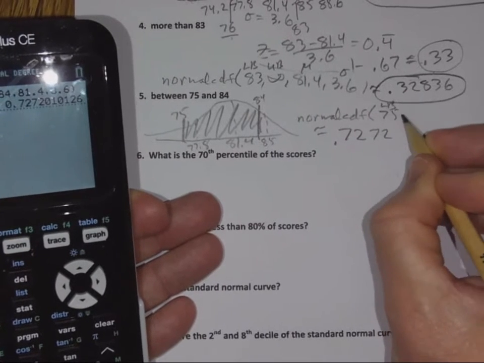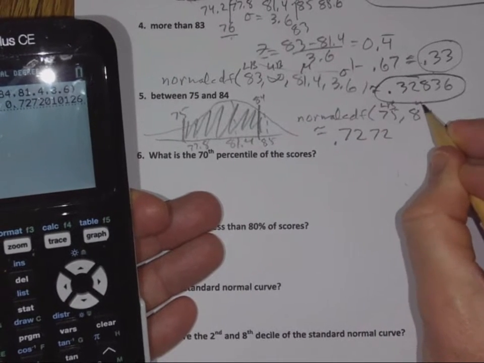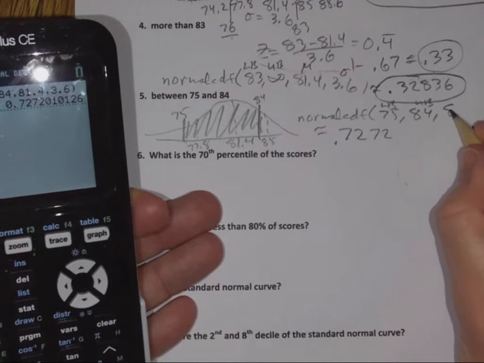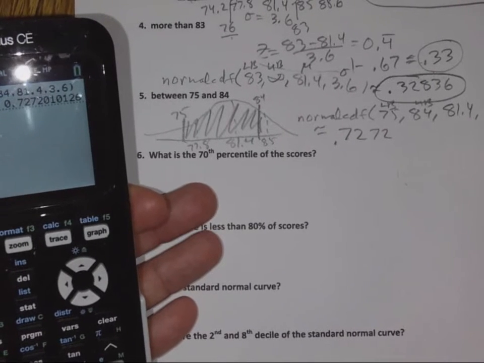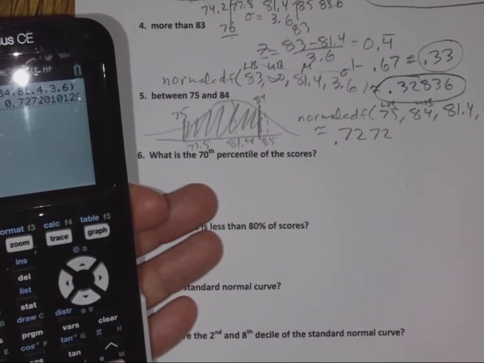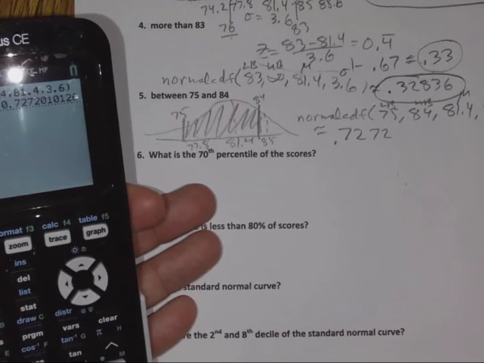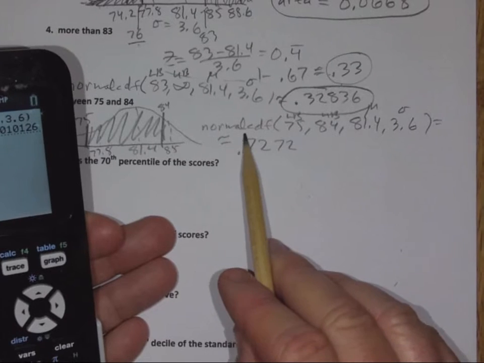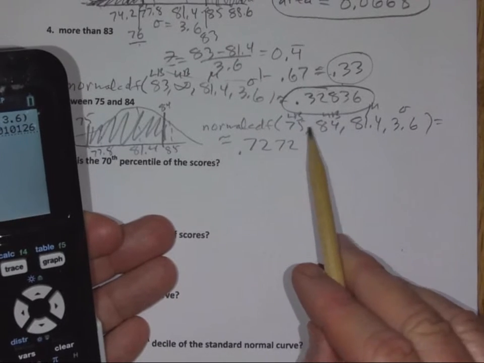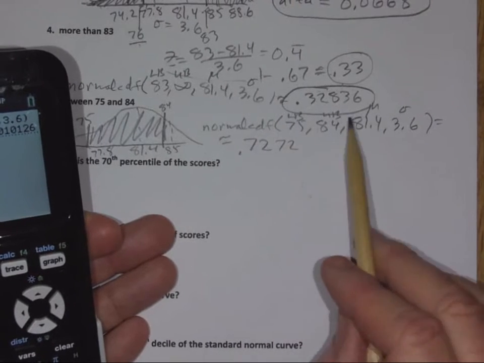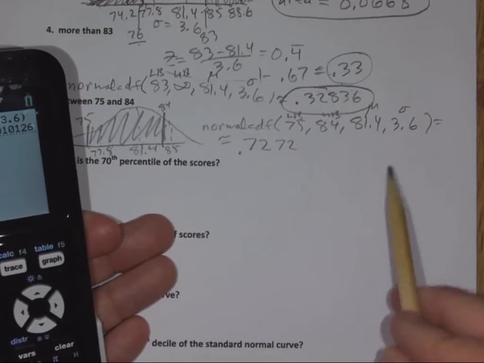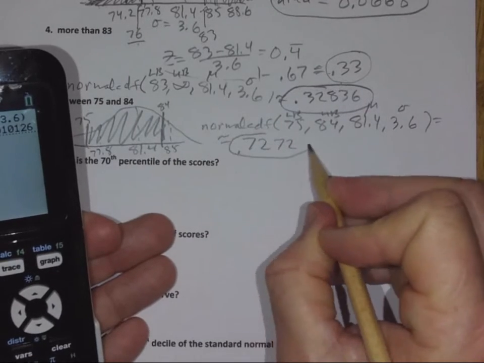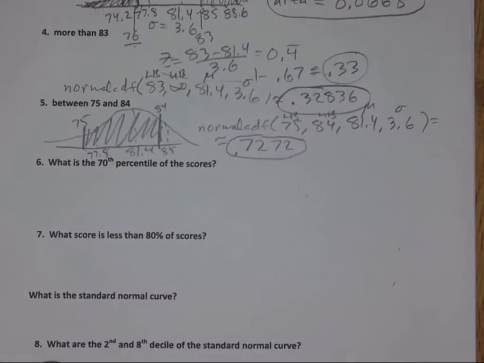75 lower bound, 84 upper bound. The mu is 81.4, and the standard deviation is 3.6, so that is mu, that is sigma. Officially, I would get credit for this because I've said what the curve is, normal, and I've labeled my parameters: lower bound, upper bound, mean, standard deviation, and then I have the proper answer. That would, in essence, give me credit for that.